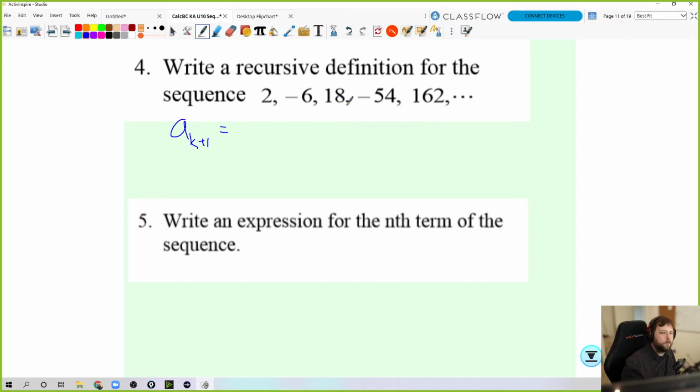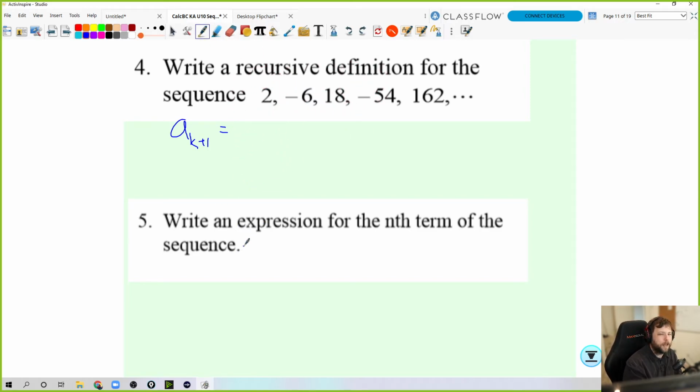Well, let's look at what's going on in this sequence. I'm going from 2 to negative 6 to 18 to negative 54 to 162. So maybe my first guess is, okay, I'm subtracting 8 this time. But then now I'm adding 24. But now it looks like I subtracted, like 18 plus 54, subtract 72. This looks like a weird pattern. That doesn't make sense.